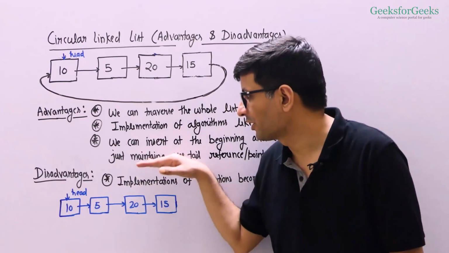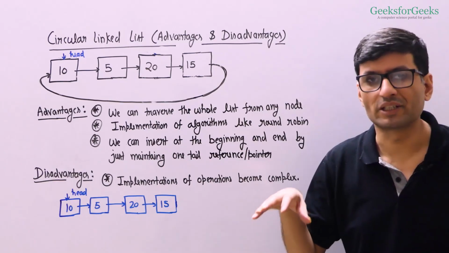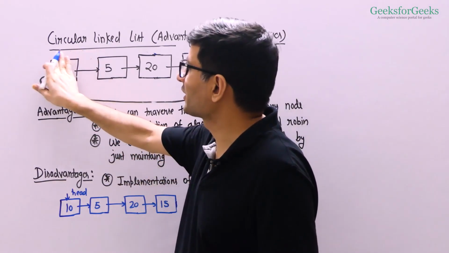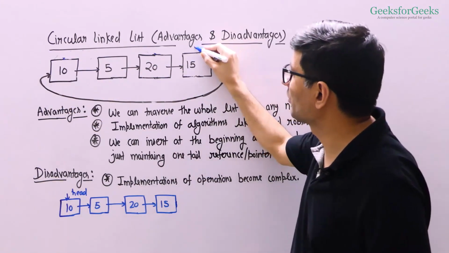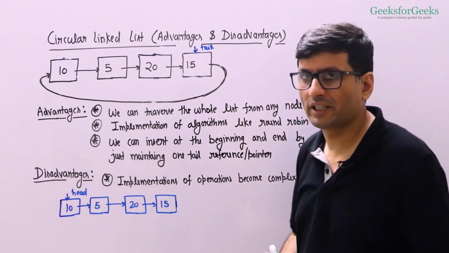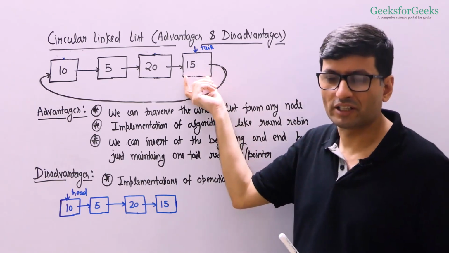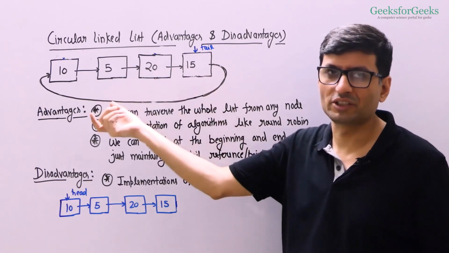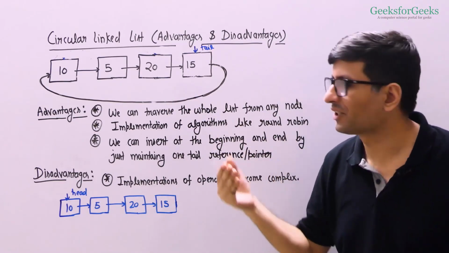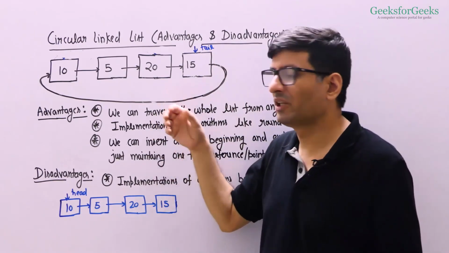Let us now talk about third advantage, which is we can insert at the beginning and end by just maintaining one reference or pointer. If I see the circular linked list, this is interesting and can be useful for implementation of queue data structure. If I just maintain tail, and if I ask you to insert at the beginning, what you will do, you will insert a node after it. You just need to change the next of it and next of the new node, and you will be able to insert after it. And if it is insertion at the tail, then you will update the tail pointer or reference, and if it is insertion at the beginning, then you will not update tail.